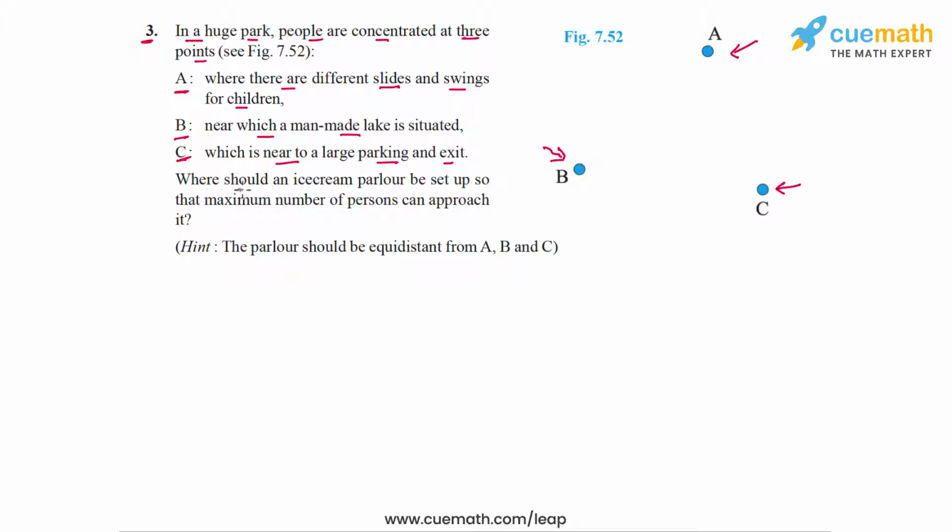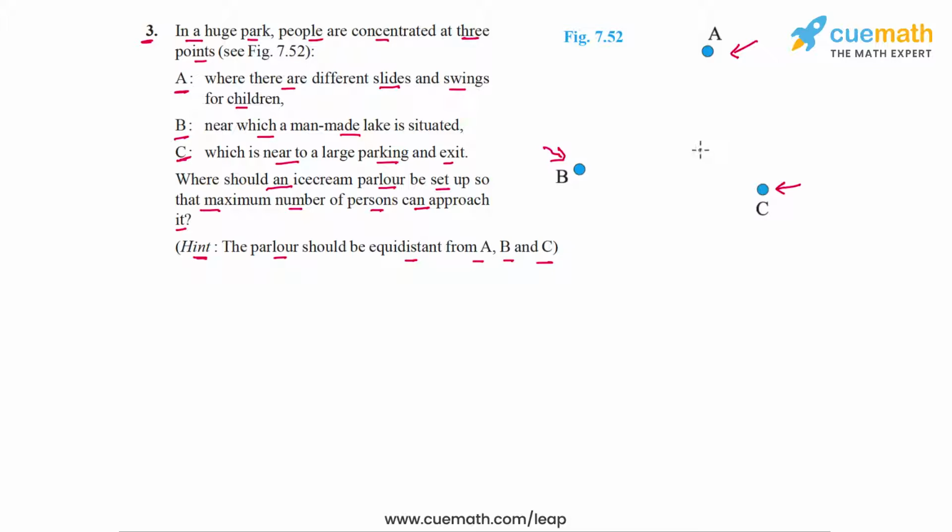Now the problem says, where should an ice cream parlor be set up so that the maximum number of persons can approach it? What this problem basically means is that where should an ice cream parlor be situated so that the maximum number of people can approach the parlor easily, which means shortest distance possible. And that basically translates to the solution direction, which is also given as a hint here. The parlor should be equidistant from A, B and C.